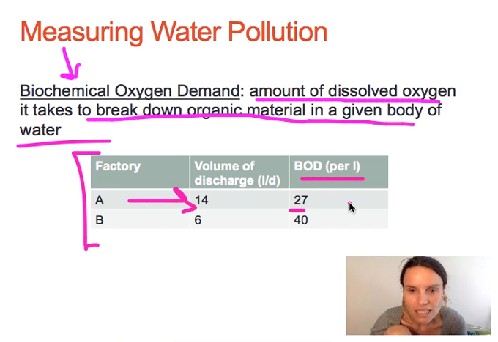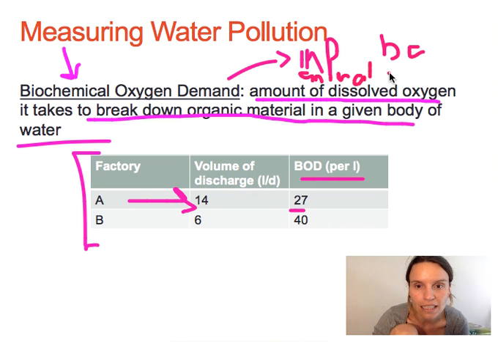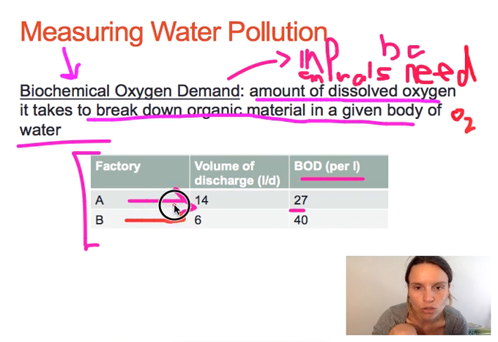That's significant because it means that is dissolved oxygen that's not going to other life sources in the water. It's not going to support plant life. So important because animals and organisms need oxygen too. The second factory has a volume of discharge of 6 liters a day, and its biochemical oxygen demand is 40.